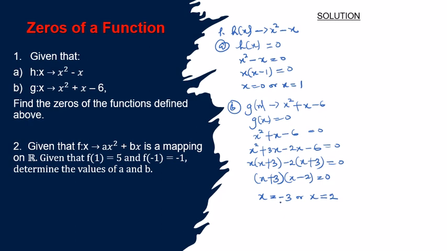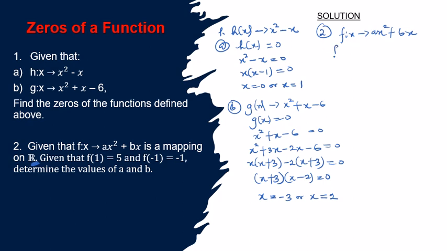Good. Now let's see example 2. Given that the function f of x is what? ax squared plus bx, on set of real numbers R. This R means set of real numbers. Anytime you see this sign, it means set of real numbers. So given that f of 1 is equal to 5 and f of minus 1 is equal to minus 1, determine the values of a and b.